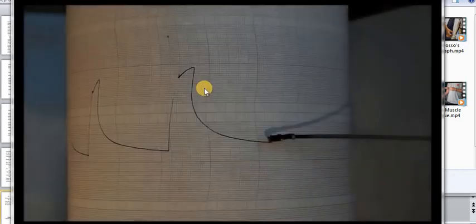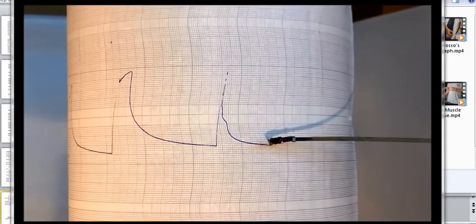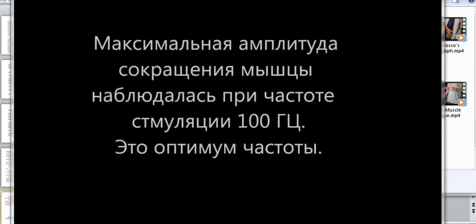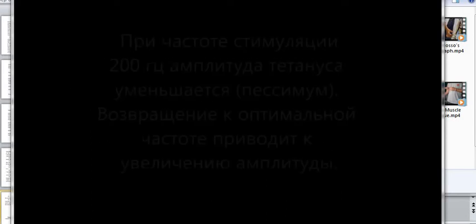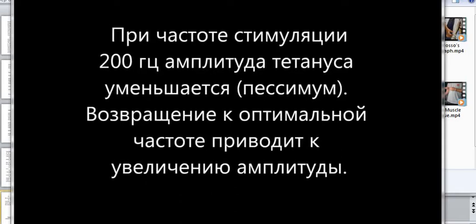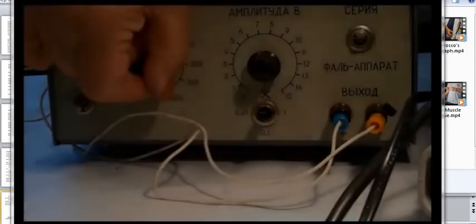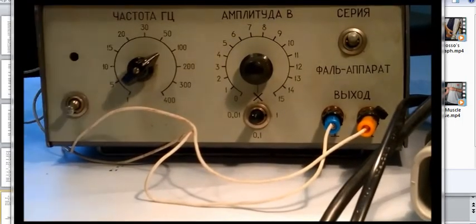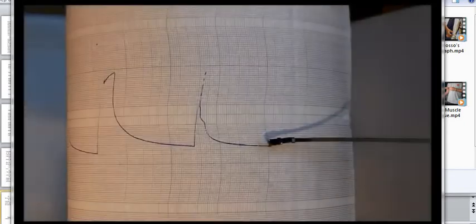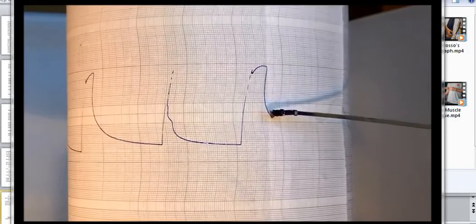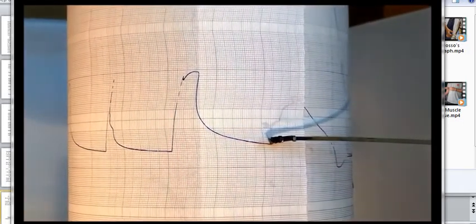So we use almost 200 gigahertz in this lab work. It's this optimum of action. After that, it is the maximum of force. It's like a negative reaction of the muscle on the very, very high electricity.